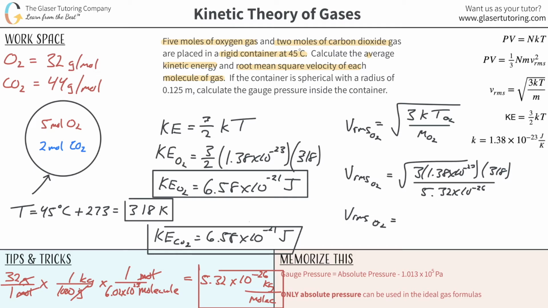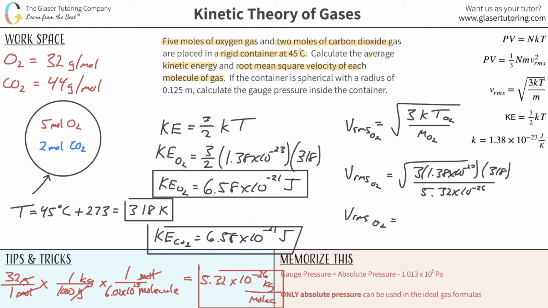So square root of 3 times 1.38 times 10 to the minus 23rd, multiplied by 318, divided by 5.32. Well, I just mentioned I was going to use the exact value, and then I wound up rounding. Okay, now I messed this whole thing up. Good for me. One more time, guys.